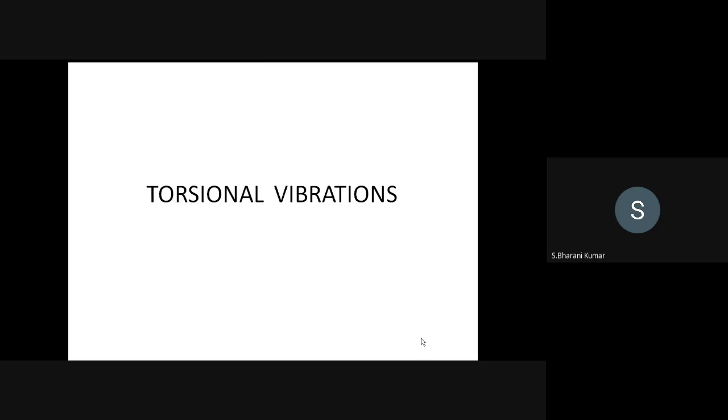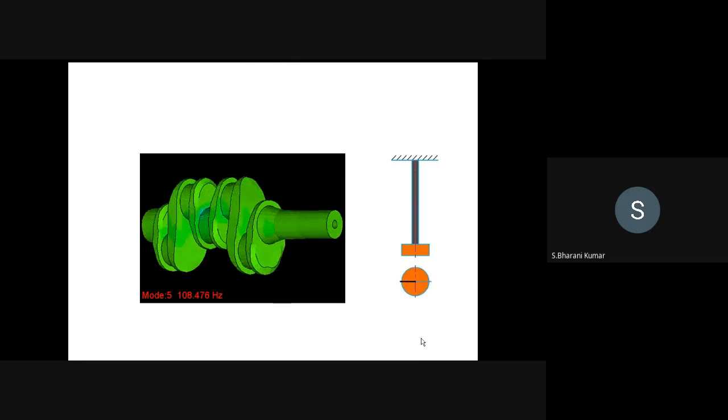Now we are going to see the introduction to torsional vibration and the problems based on that. This is called a torsional vibration. You can see two pictures here. The orange one is called the twisting moment. Look at the axis turning here and there, in the clockwise as well as the anti-clockwise direction.